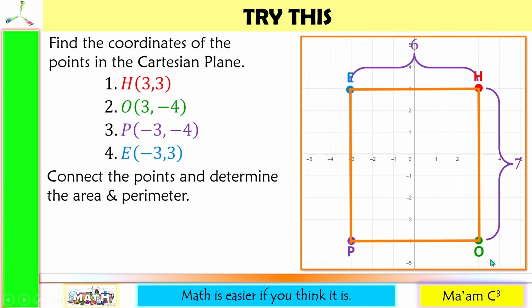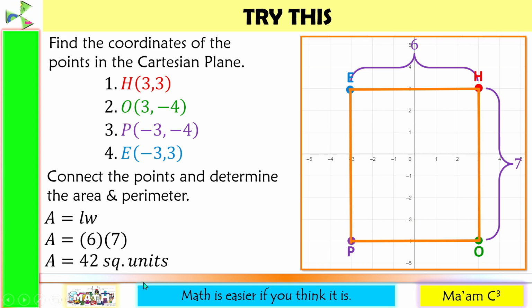So now that we already know the measurements of the sides of our rectangle, let us compute first for the area. Recall the formula for the area. It's length times width. Our length is 6. Our width is 7. So 6 times 7 is 42. Since this is area, we should have square units.